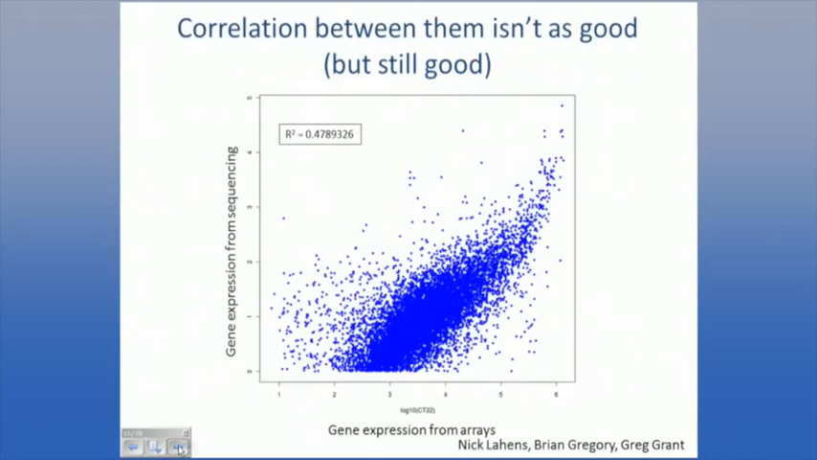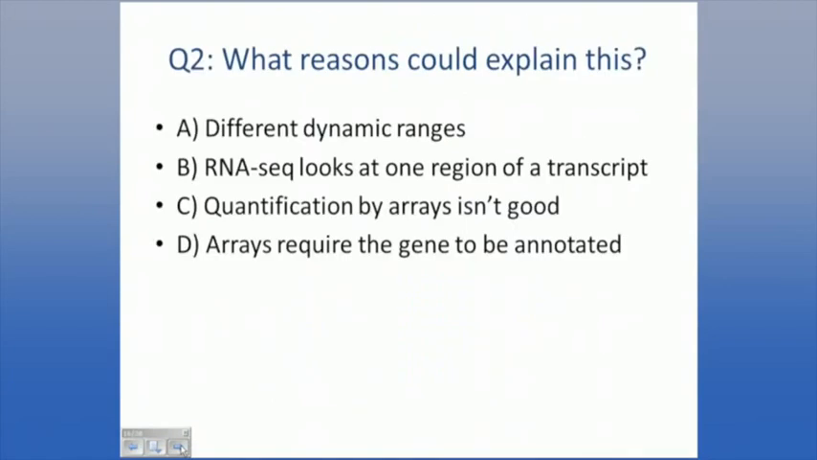However, when we look across or between technologies, plotting the values from arrays on one axis and the values from sequencing on the other axis on a gene-by-gene basis, you can see that the R-squared value isn't quite as good. And that's because of dynamic range issues, but also other factors. So what reasons could explain this? A, different dynamic ranges. B, RNA-seq looks at one region of a transcript, whereas arrays look at more than one region of a transcript. C, quantification by arrays isn't as good. Or D, arrays require the gene to be annotated.